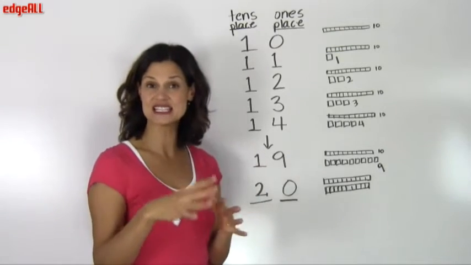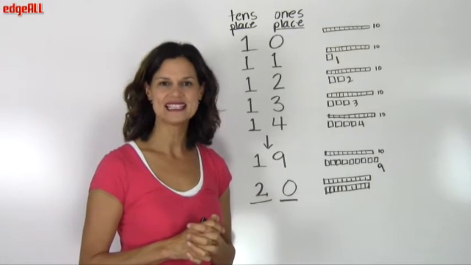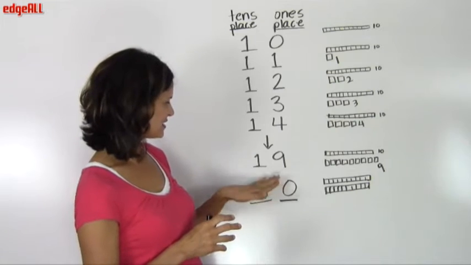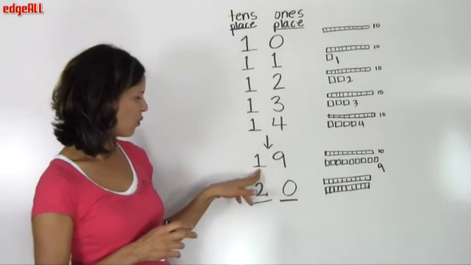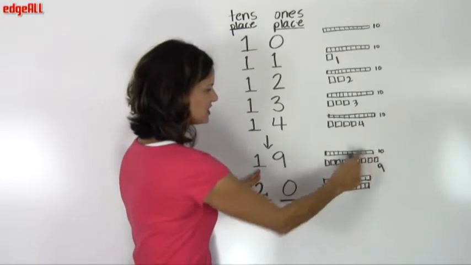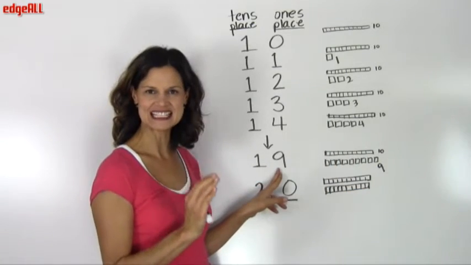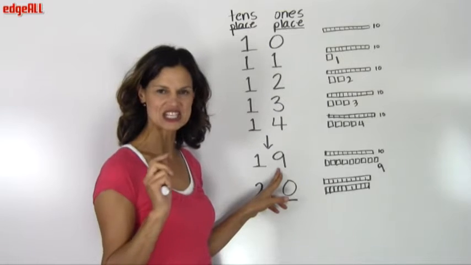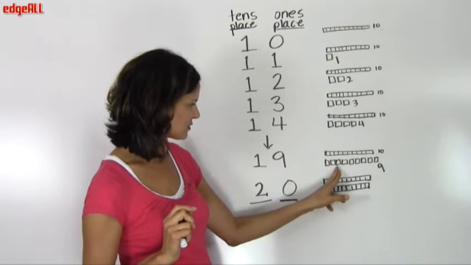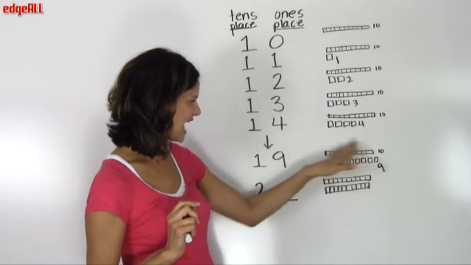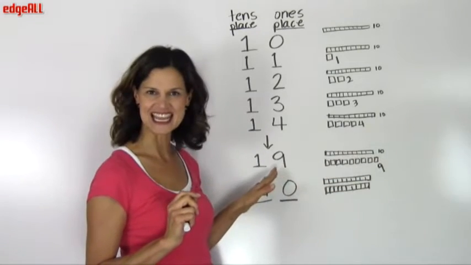And that pattern continues all the way up until we get to 19. So for 19, we have one group of 10, which is my bar of 10 items, plus we have 9 single items, or 9 additional objects, 1, 2, 3, 4, 5, 6, 7, 8, 9, and this is our 19.